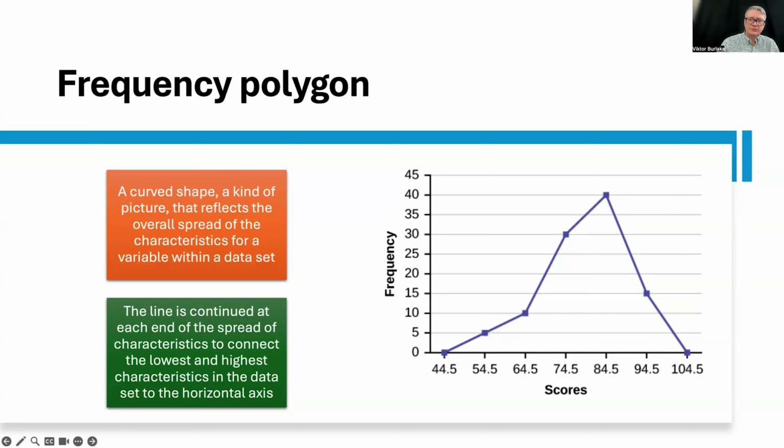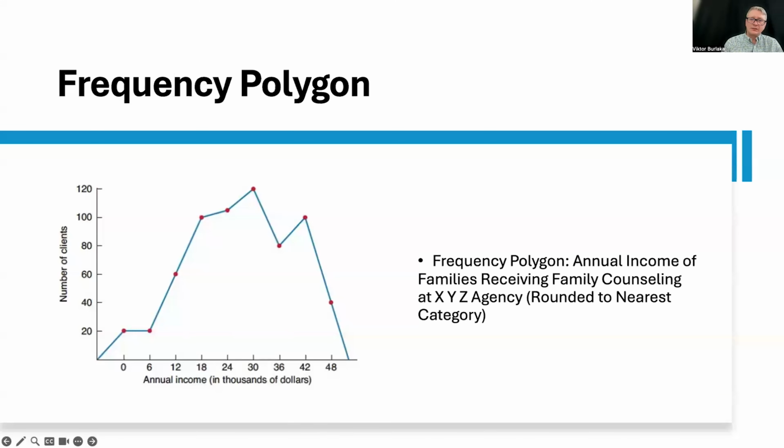In social work, we use frequency polygons to visualize trends or compare different groups. This can help us identify outliers or see age groups that might need more resources or attention. The visual curve allows us to see peaks, indicating where most of the data falls, and valleys, indicating less common data points. This frequency polygon shows the annual income of families receiving family counseling at an agency.